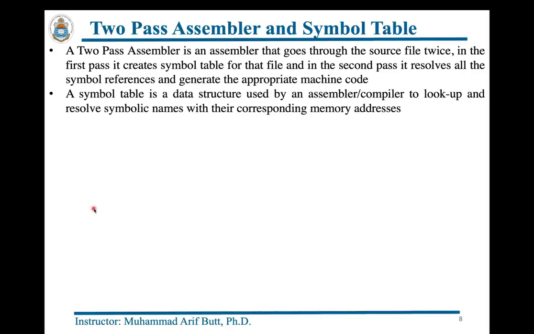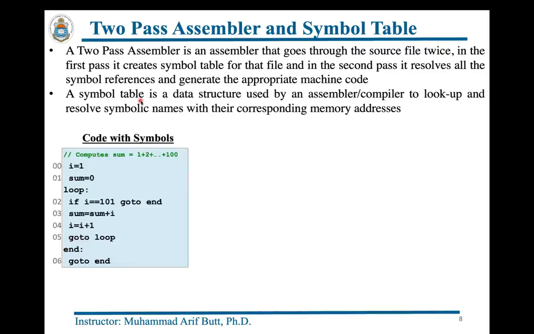Well, dear students, a two-pass assembler is an assembler that goes through the source file twice. In the first pass, it creates a symbol table for that file, and in the second pass, it resolves all the symbol references and generates the appropriate machine code. A symbol table is a data structure used by an assembler or compiler to look up and resolve symbolic names with their corresponding memory addresses. Let us try to understand this with the help of an example. This is the same assembly code with two variable symbols, namely I and sum, and two label symbols, namely loop and end.